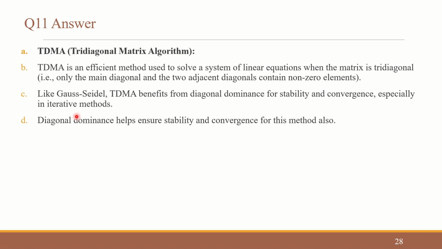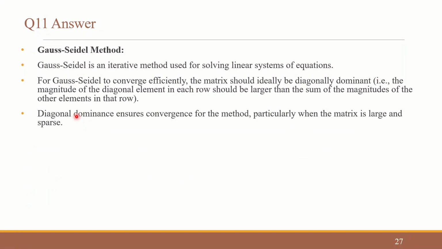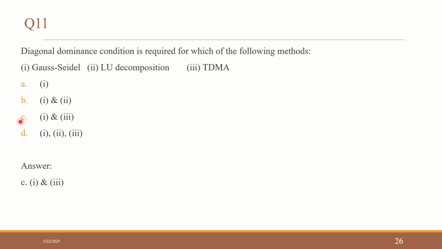So diagonal dominance is necessary for the Gauss-Seidel method and the tridiagonal method. So the answer was 1 and 3. Option C, 1 and 3, is the right answer: Gauss-Seidel and TDMA, tridiagonal matrix algorithm.